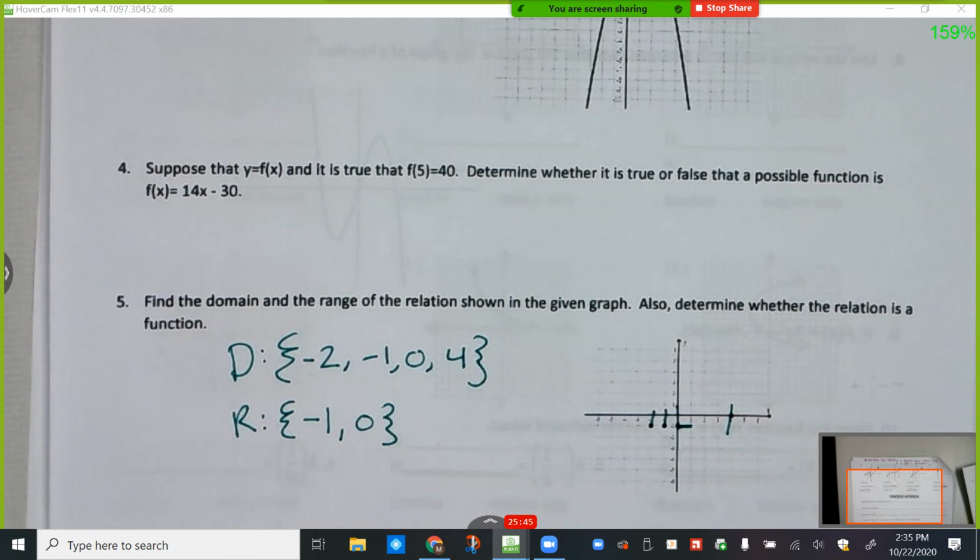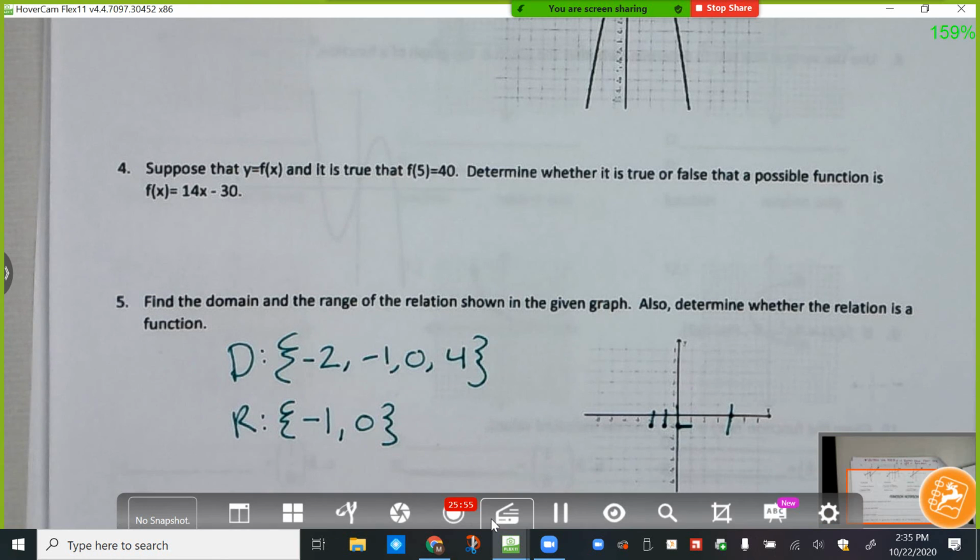Okay. Now you have to answer if it's a function or not. Don't tell me. Write it down. I hate when they say explain.